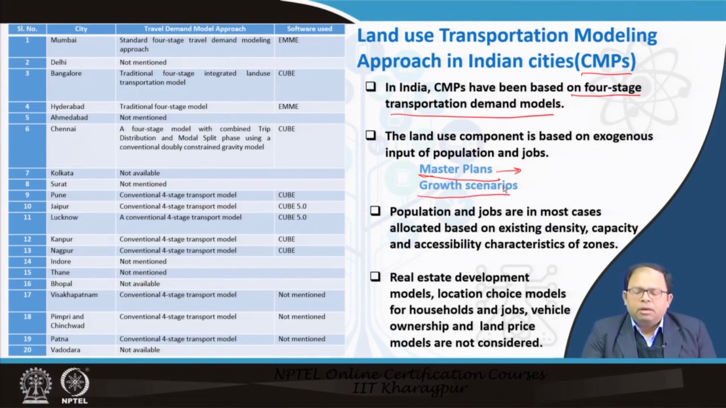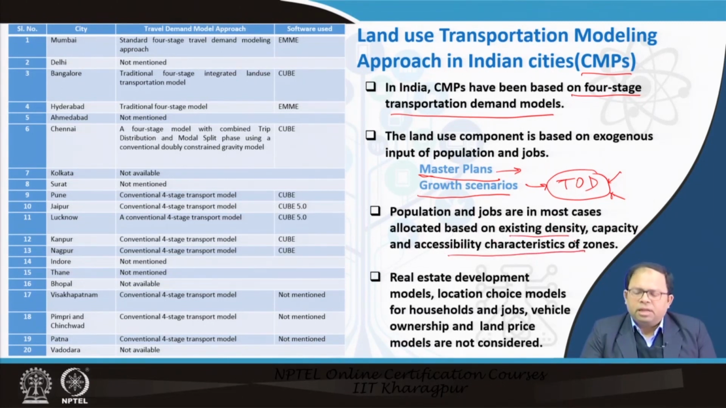So growth scenarios can mean, in addition to whatever has been projected in the master plan, certain other growth scenarios, like certain new areas where development can come up, or maybe TOD could be thought of in certain areas. This kind of thing was thought of, and we can plan for higher density of development in those particular zones, and that also means that new jobs or new population will be allocated to those new TOD zones. So this is what was being done. There was no proper modeling of how the land use is transforming. What was done was, we take exogenous inputs of how land use is going to be in the future years, and based on that, what should be the transportation requirement, or if the transportation is adequate or not. And the allocation of population and jobs, in most cases, was based on existing density, capacity and accessibility characteristics of particular zones.